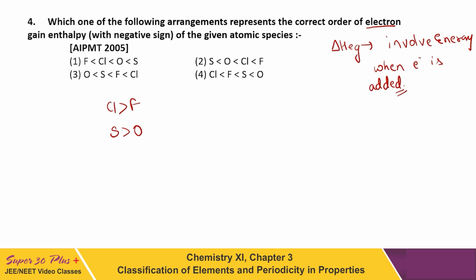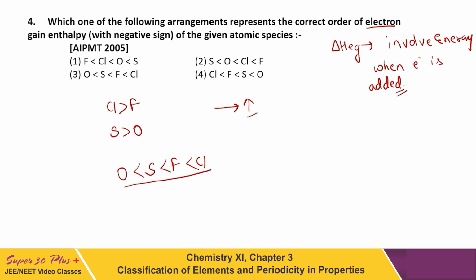So in this order, chlorine has a more negative electron gain enthalpy than fluorine, and sulfur has more electron gain enthalpy than oxygen. But what about the comparison of chlorine and sulfur? See, electron gain enthalpy increases as we go left to right. So the electron gain enthalpy of halogens is of course more than the oxygen family. So the correct order will be chlorine being the highest electron gain enthalpy in the periodic table, then fluorine, then after that sulfur, and in the last oxygen.